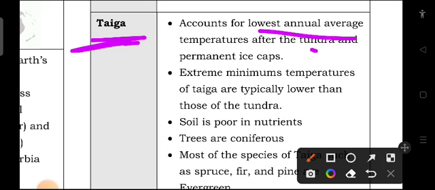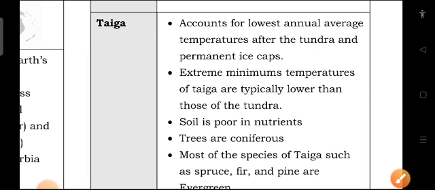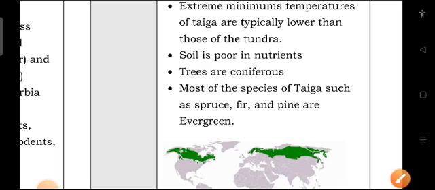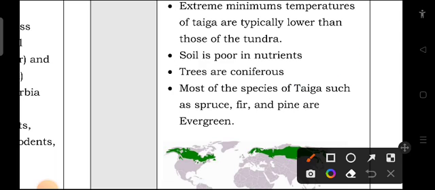So the extreme minimum temperatures of taiga are typically lower than those of tundra. In extreme cases, the taiga temperature will go even below the tundra ones. So the soils will have no nutrition because the temperature is very poor. The trees are coniferous. Coniferous means sharp, needle-like leaves. Most of the species of taiga are spruce, fir, and pine, and are evergreen.